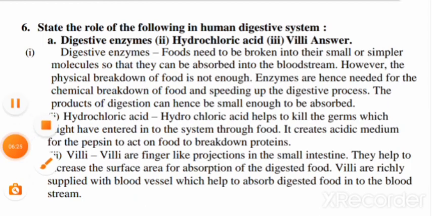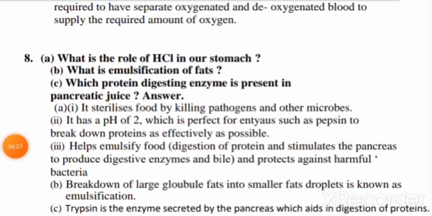This question: what is the role of HCl in our stomach? What is emulsification of fat? Which protein digesting enzyme is present in pancreatic juice? Trypsin enzyme. These enzyme names they will ask.